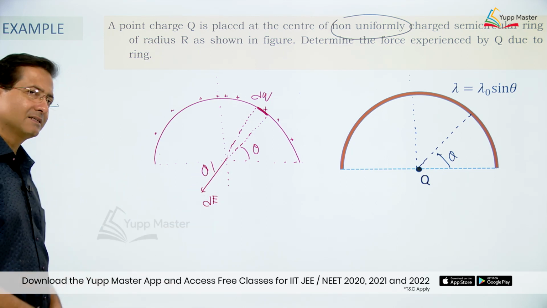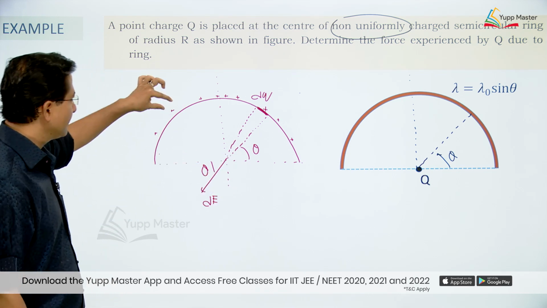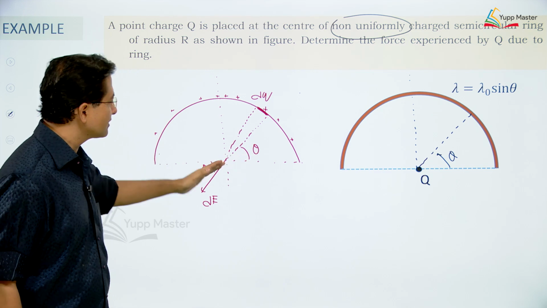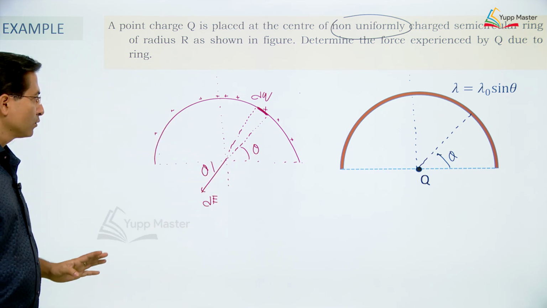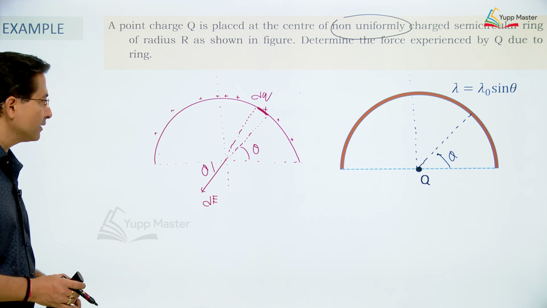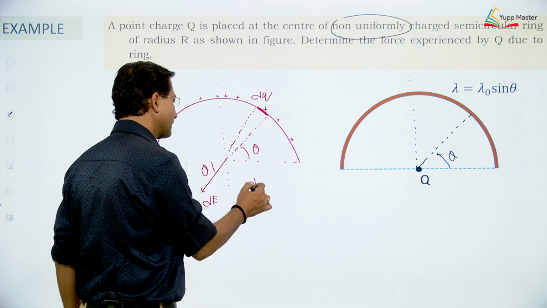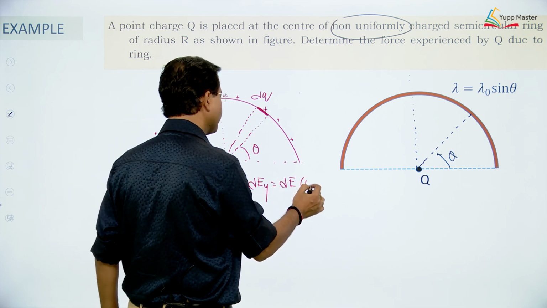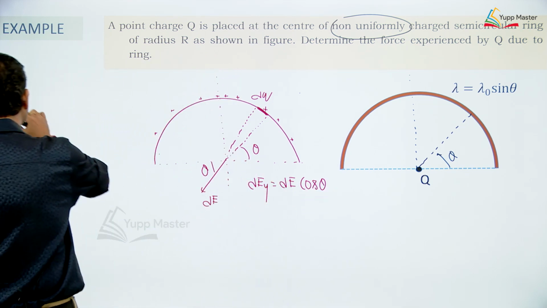From symmetry we can easily say that their x components will get cancelled out. If I take a similar element somewhere here, it will produce a field in this direction, and their x will cancel out, and their y will get added up. So directly let us calculate the y component, because x will come 0. For the y component I can write dE sin theta.